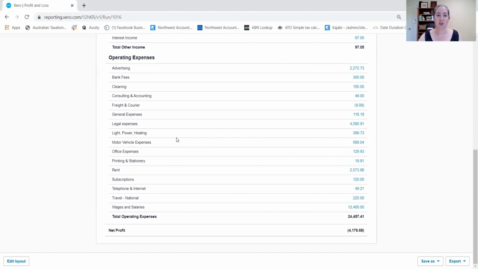Similarly, you want to make sure that you're not overcomplicating your profit and loss statement and putting too many line items in.